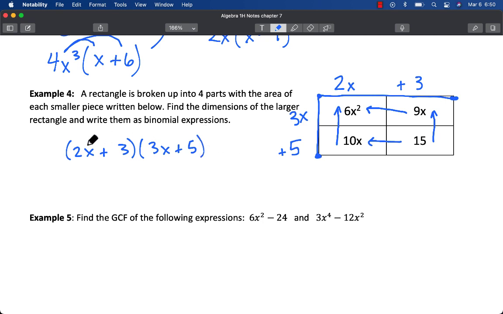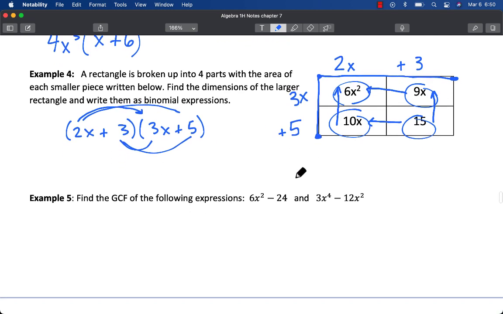And if you don't believe me, go ahead and remultiply that. 2x times 3x gives me 6x squared. 2x times 5 gives me 10x. 3 times 3x gives me 9x. And 3 times 5 gives me 15. So there you have it. Those are the dimensions of my larger rectangle.